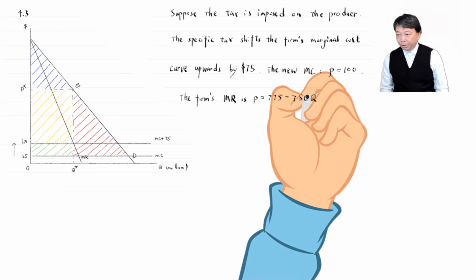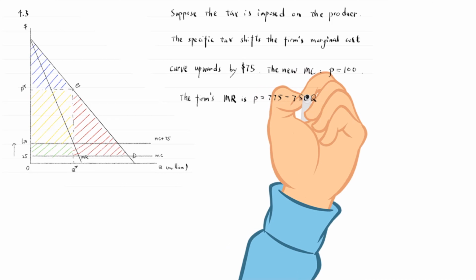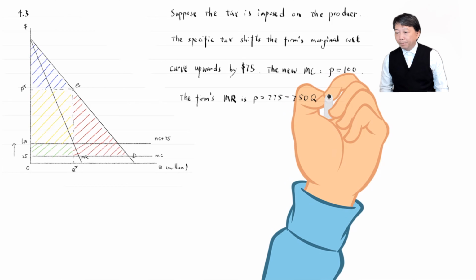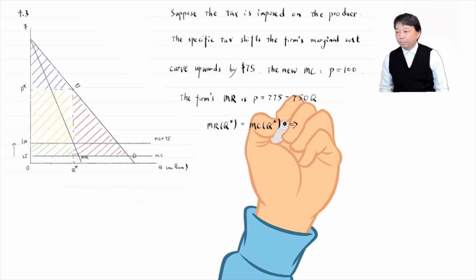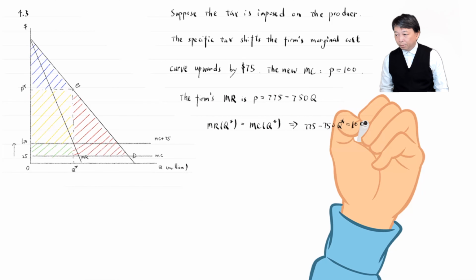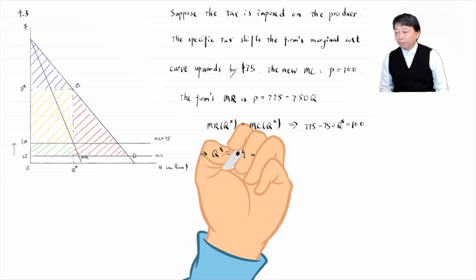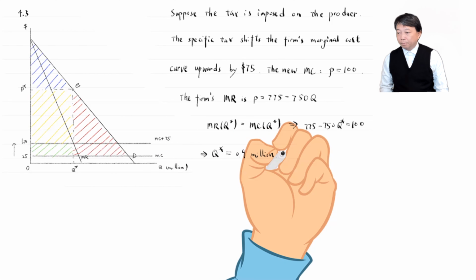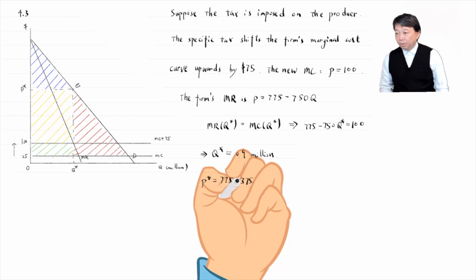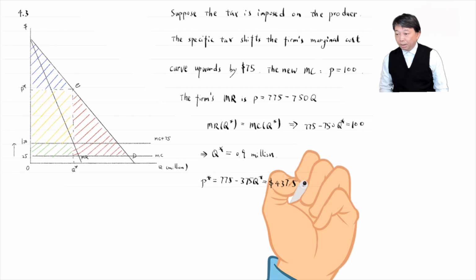Its marginal revenue is P equals 775 minus 750 times Q. We can solve for the monopoly optimal quantity, 0.9 million, and price, $437.5. Compared to the case without tax in the textbook, the tax reduces monopoly output and increases monopoly price.